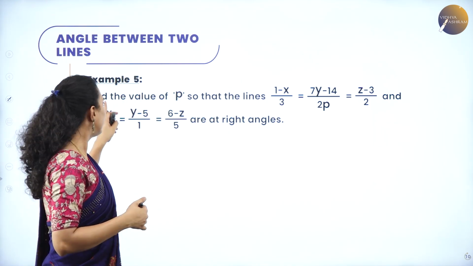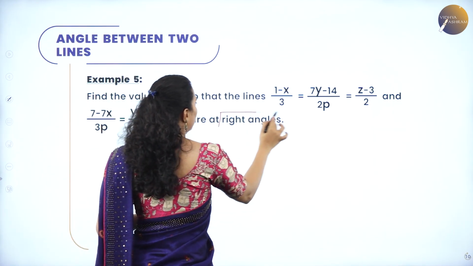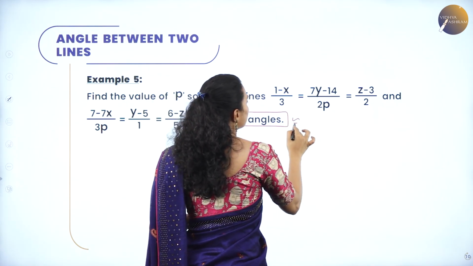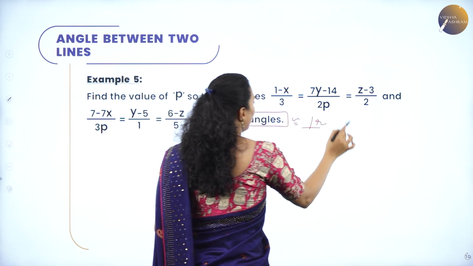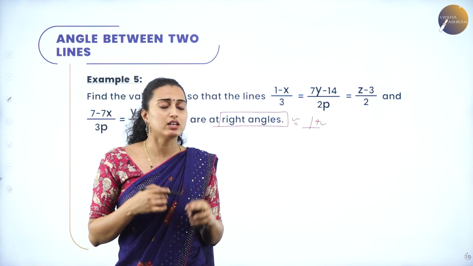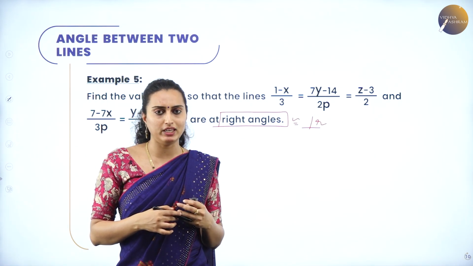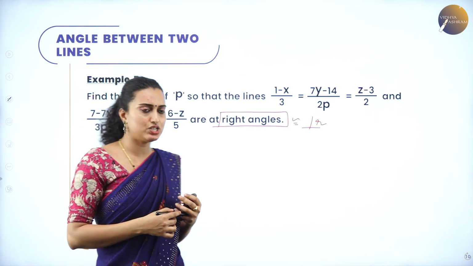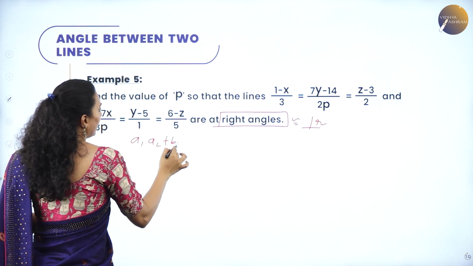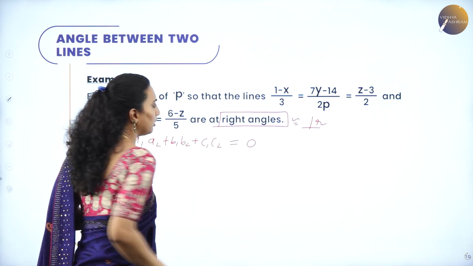If you look at it, find the value of P so that the lines are at right angles. What do you mean by right angles? Right angles implies the meaning of perpendicular. So perpendicular means right angle. Why am I using this case? I want here the case of perpendicularity to find the value of P. What is the perpendicularity condition? You know already, a1 a2 plus b1 b2 plus c1 c2 will be is equals to 0.